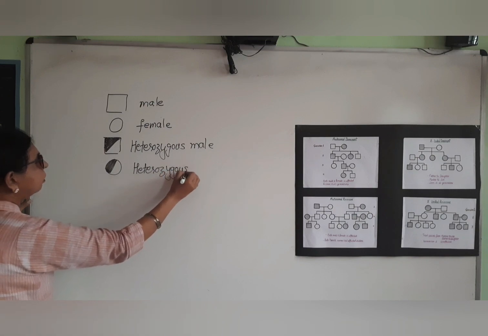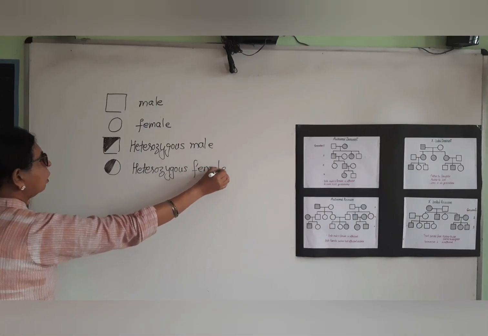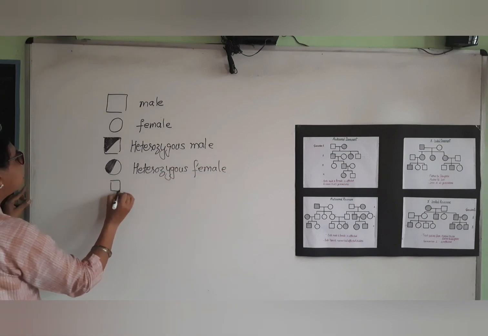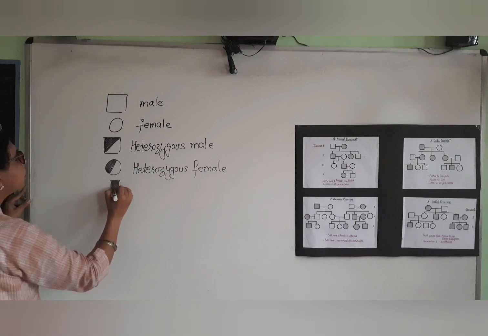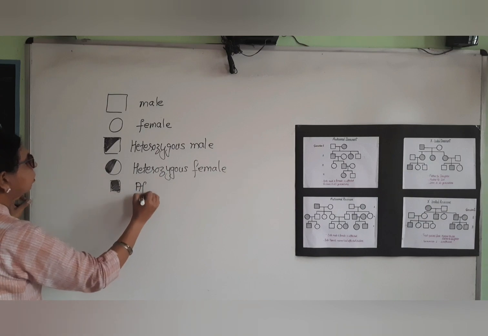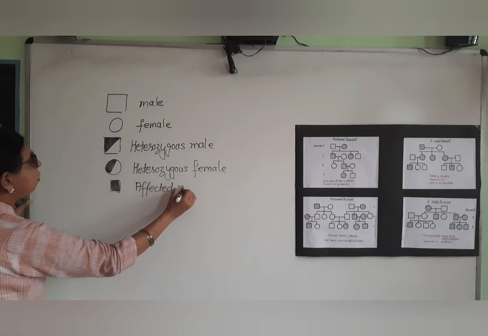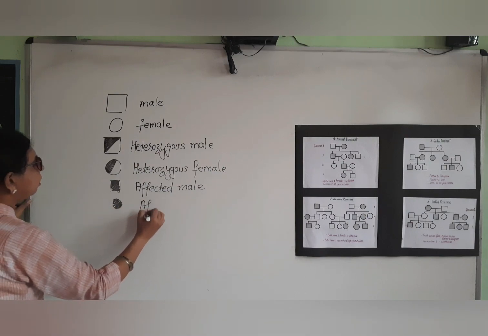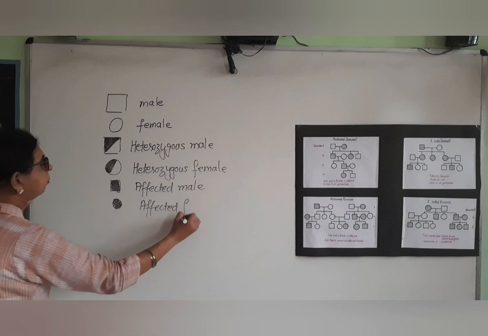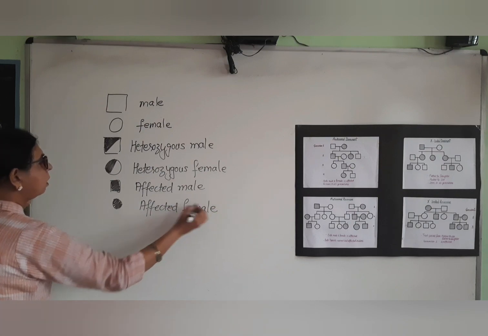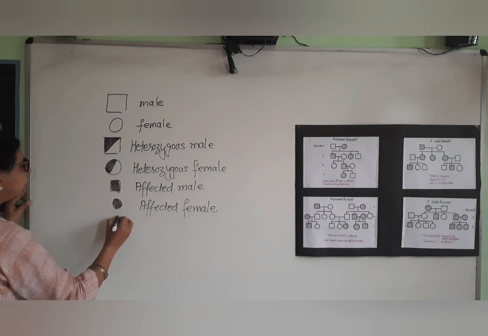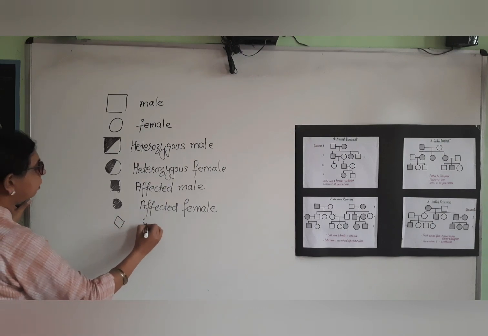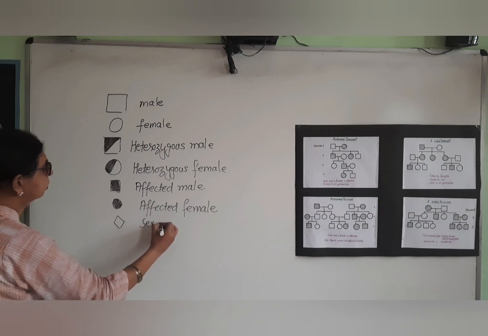In case of affected male, whole square is shaded. In case of affected female, whole circle is shaded. In case of sex unspecified, a diamond symbol is used.